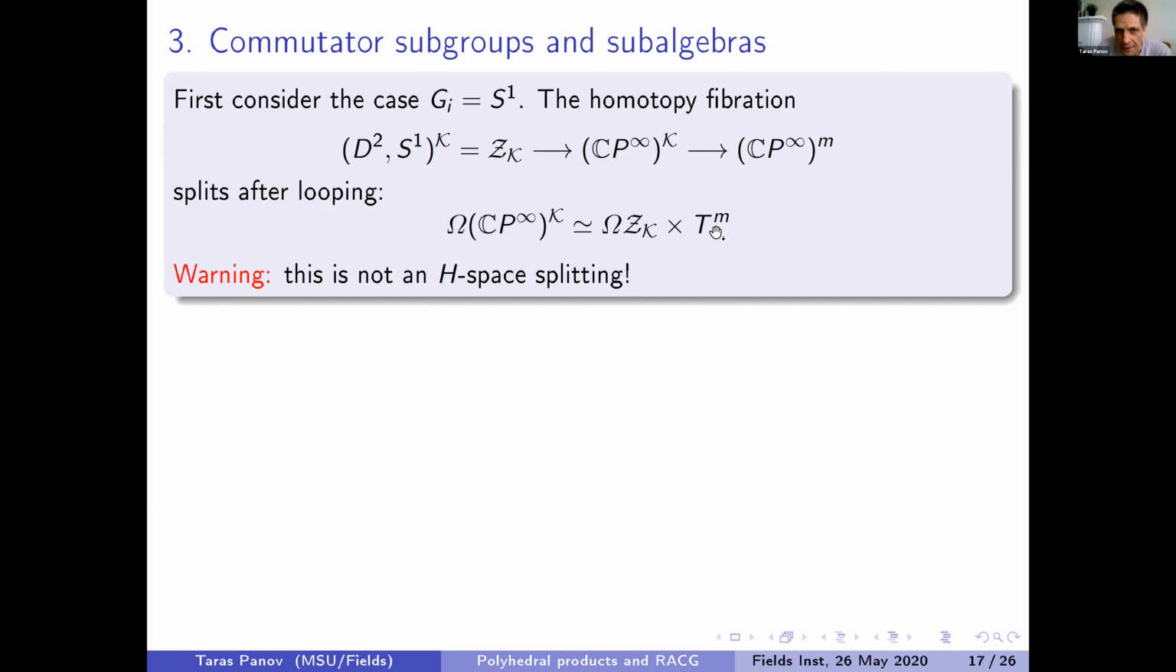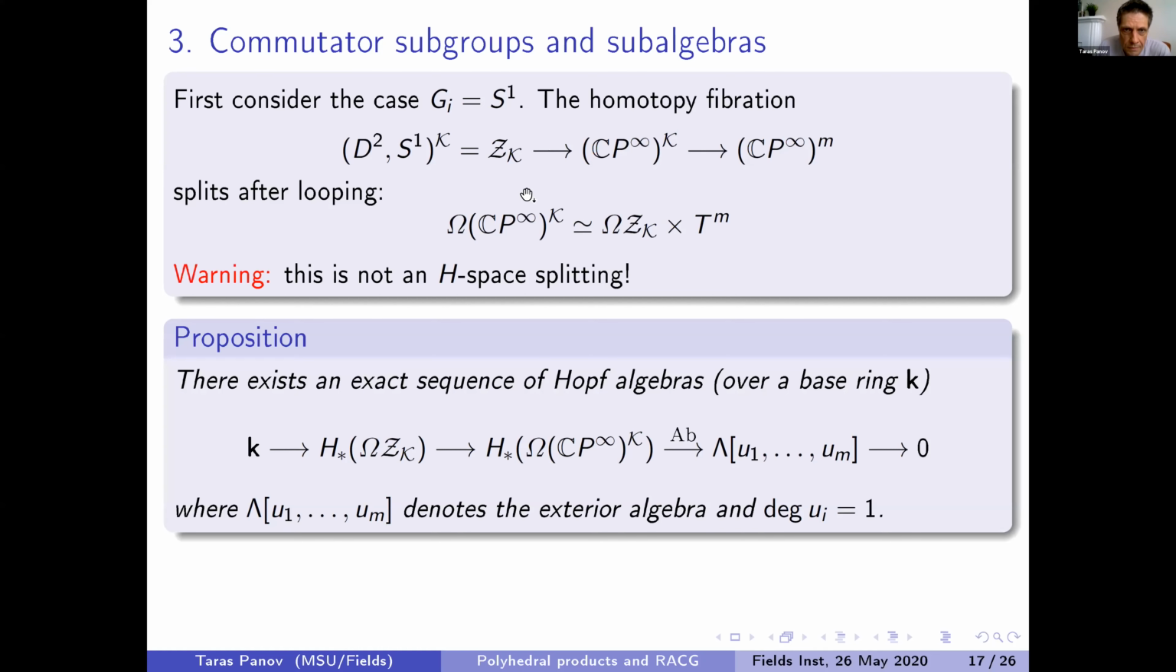However, this is not an H-space splitting. This is not true as H-spaces, or as topological monoids or topological groups. The way to see that is to look at the Pontryagin algebras, the loop homology. The corresponding sequence of Hopf algebras, the loop homology algebras, doesn't split. You have a short exact sequence of loop homology algebras, but it doesn't split in general.